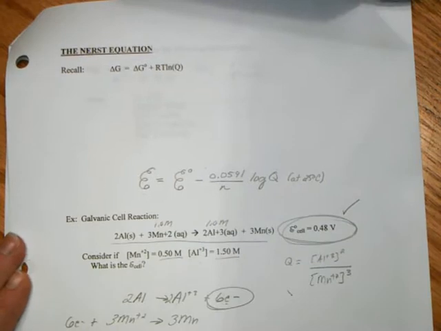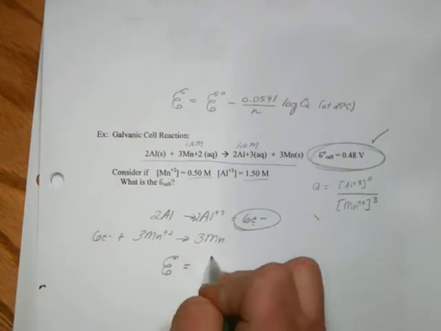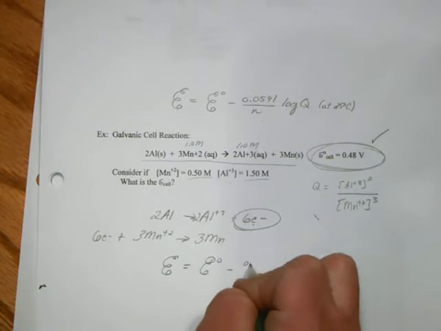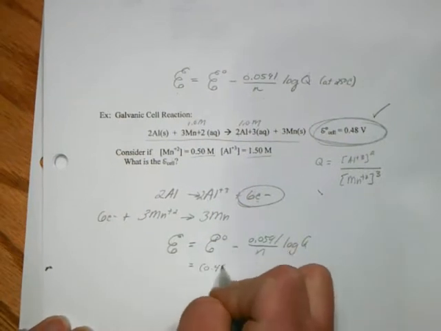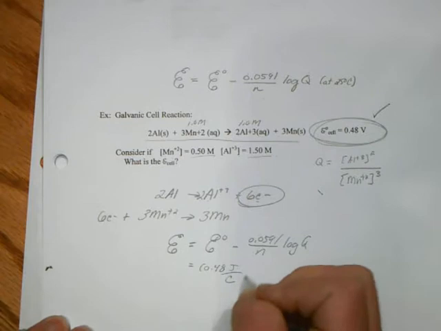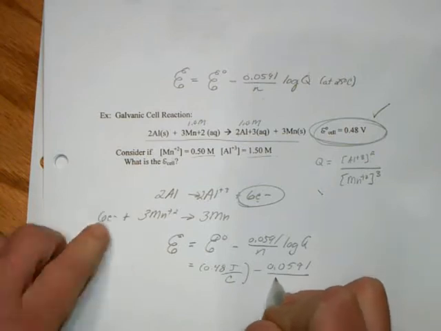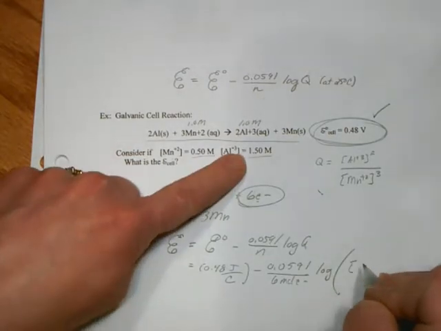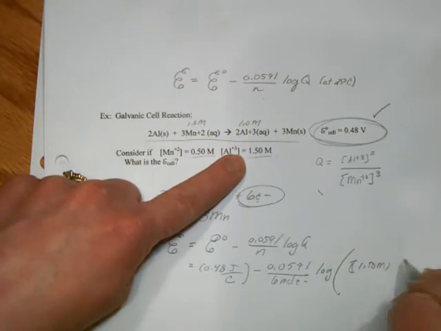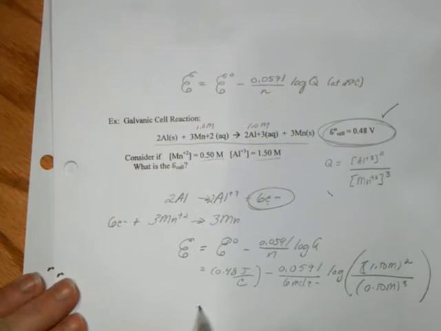So E will be E naught minus 0.0591 divided by n, log of Q. So it will be 0.48 joule per coulomb, probably full, but let's just see, minus 0.0591 divided by 6 moles of electrons, log of the aluminum concentration, 1.50 molar squared divided by 0.50 molar cubed, and this gives us 0.48 minus 0.012.